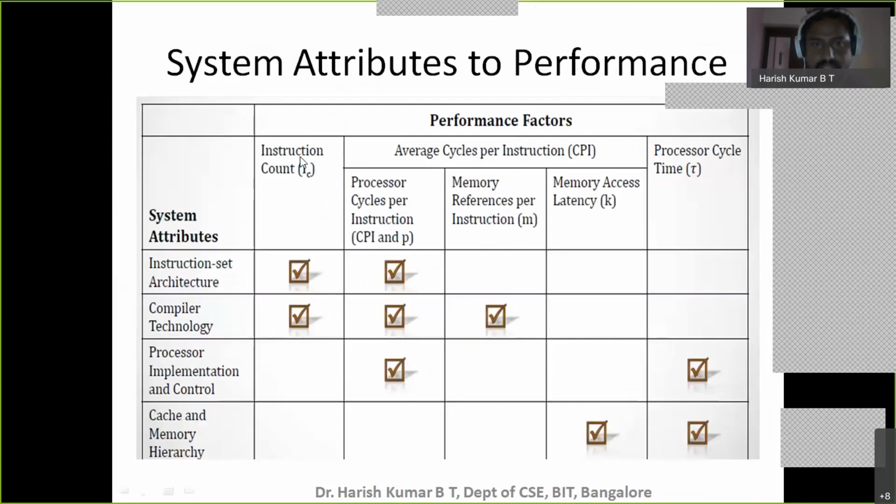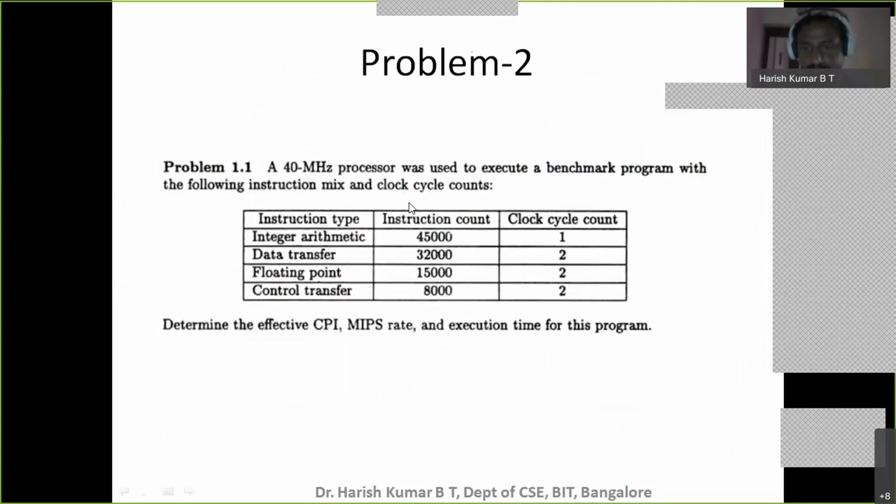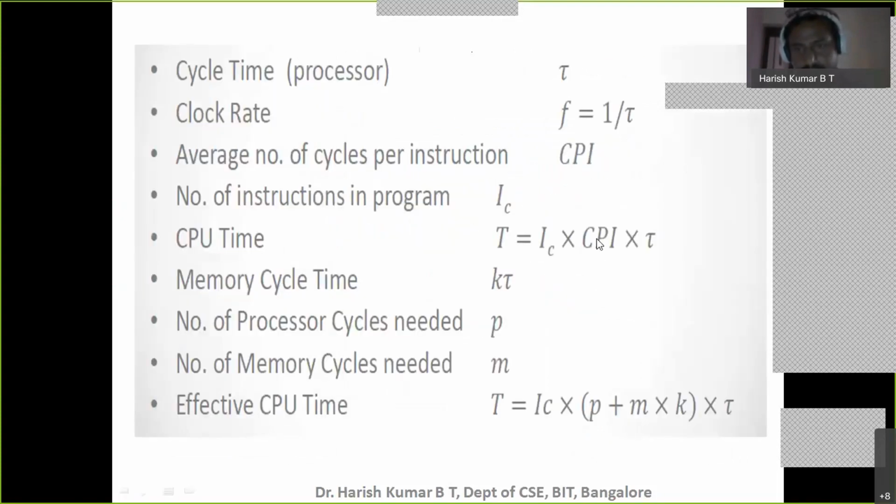Now, the instruction count I need to reduce. To reduce the instruction count, which system attribute do I need to work on? The instruction set architecture of the computer. Every programming language has its own instruction set. If you have a very good instruction set architecture, then IC can be reduced. Next, you can enhance performance by reducing what the processor cycle consumes. Here I'll show you: the CPI I split into two components, processor cycle plus memory cycle.